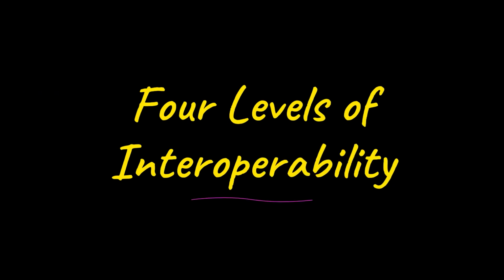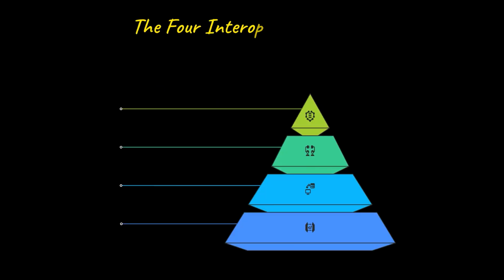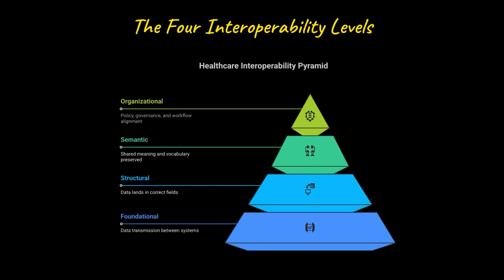Interoperability is the ability of different health information systems to exchange and use data. HIMSS and ONC define 4 distinct levels, each building on the one below it, and each harder to achieve than the last. At the foundational level, bytes travel from one system to another. Data arrives intact but carries no automatic meaning. Structural interoperability adds field mapping, so a lab result lands in the right place in the right chart.